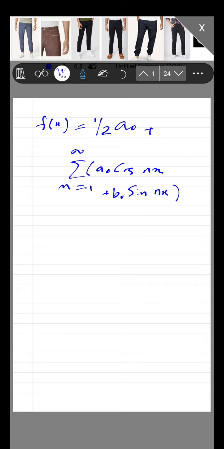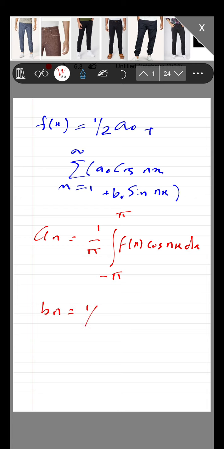So an is equal to 1 by pi integral from minus pi to pi of f(x) cos nx dx, and bn is equal to 1 by pi integral from minus pi to pi of f(x) sin nx dx, where n can take values 0, 1, 2, 3. So this is how the Fourier series is defined.